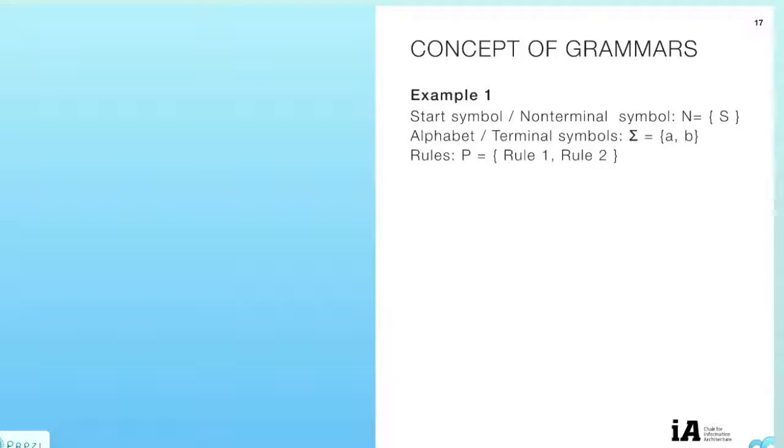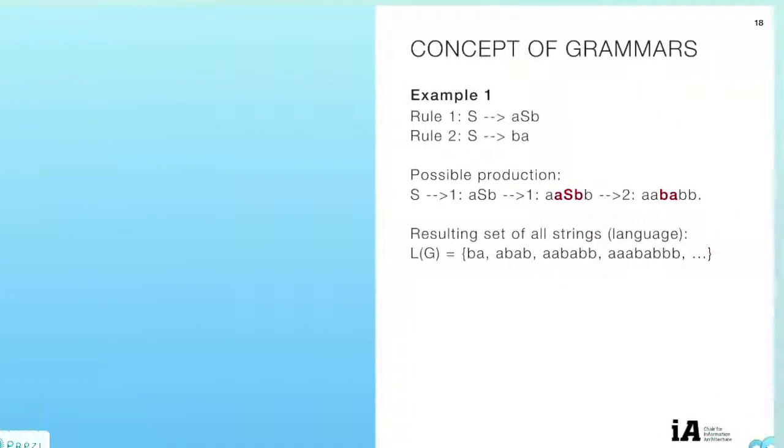So, one example, we have given this, the start symbol S, and we have two terminals A and B, and we have two rules which are using these components and transforming those components. Then, for instance, the first rule could be S evolves into A, S, and B. And the second rule may be like S evolves into B and A.